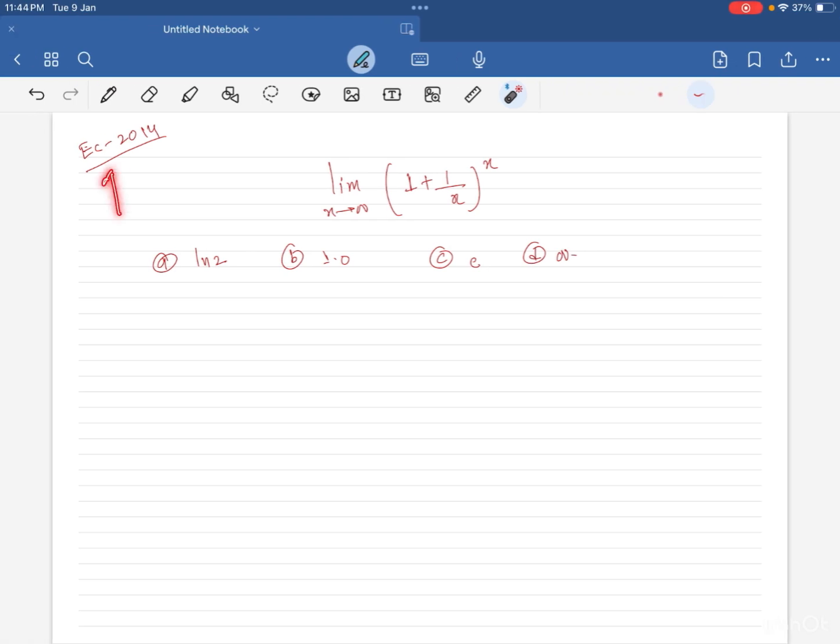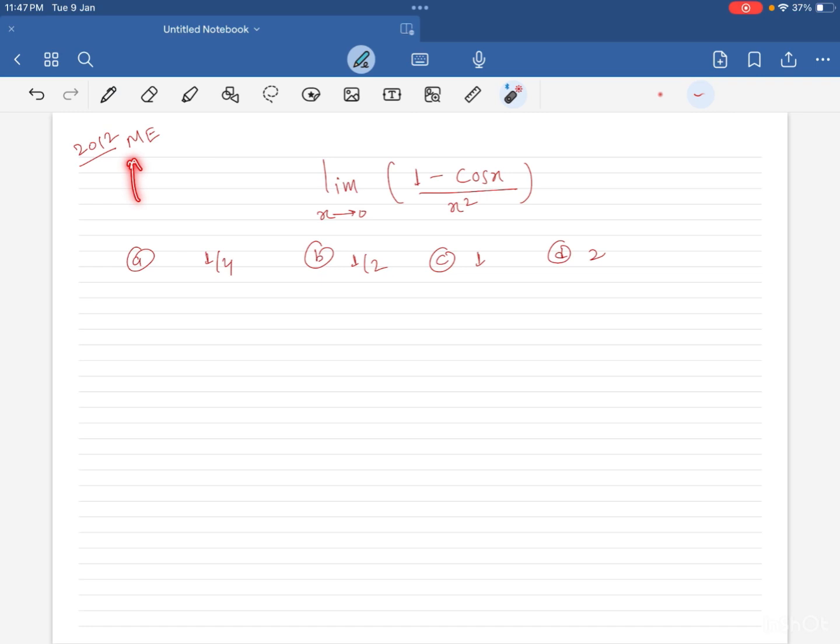So this question is from EC 2014. This is a standard limit. If you put infinity, that is going to be 1 to the power infinity. This is your f(x): if you put infinity, that is going to be 1, and this is your g(x): if you put infinity, that is going to be infinity. So we have e to the power limit x tends to infinity of f(x) minus 1 into g(x). Here f(x) is 1 plus 1 divided by x minus 1, and g(x) is x. So that is going to be cancelled, and overall we get e. So the correct answer is C.